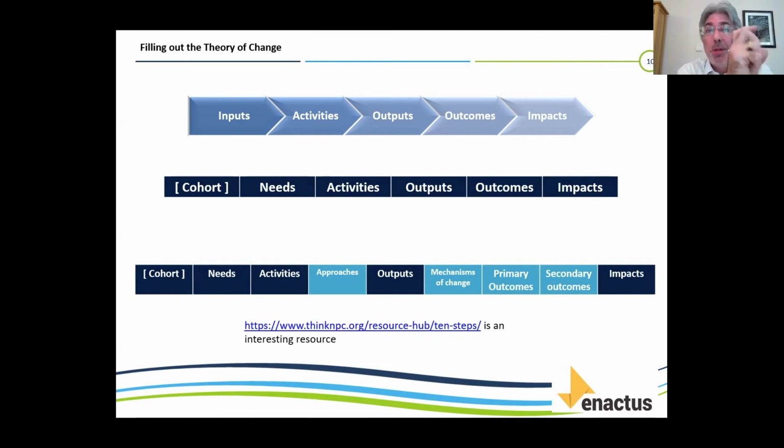Primary outcomes happen relatively short term and in the lives of the people that you're touching, you're working with. Secondary outcome is the 'and so'. I built up a support network, and so I was able to get a break and a night out with my wife. Might be what Bill was saying. And the impact is the extent to which that was down to what you did.